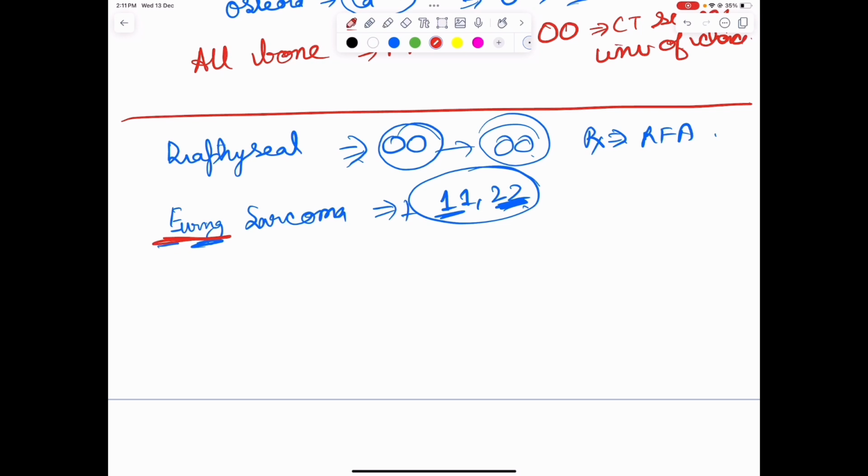remember one piece of information I missed earlier for osteoid osteoma is that in diaphysis, NSAID would be the drug used for the relief of pain. Now we move on to Ewing sarcoma again. In Ewing sarcoma, Ewing consists of a cricket team.